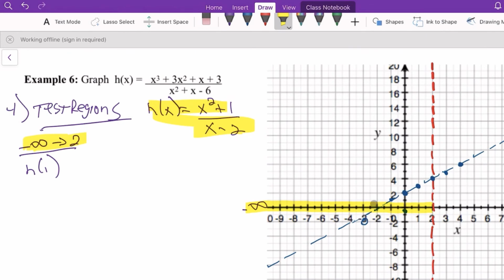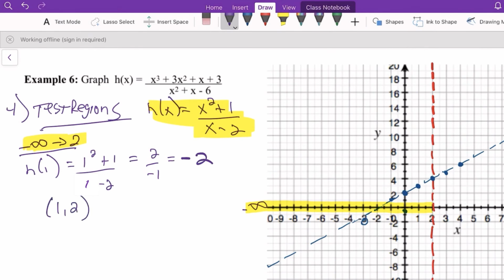So my first test region, as you can see right over here, goes from negative infinity to 2. This point right here is part of the slant asymptote. That's not an x-intercept. So I can pick any point that I want in this region, and I think I'm going to do, as you can see over here, h of 1. So I'm going to substitute h of 1 into my reduced function, and we'll see what we get out of that. So we're going to have 1 squared plus 1 over x minus 2. This is going to give us a value of 2 over negative 1. That's negative 2 there.